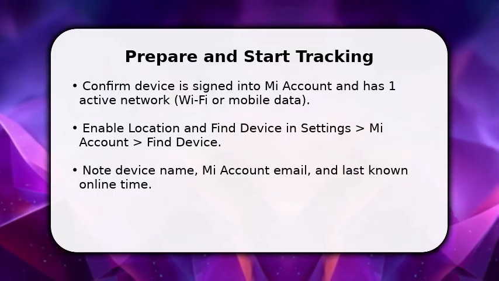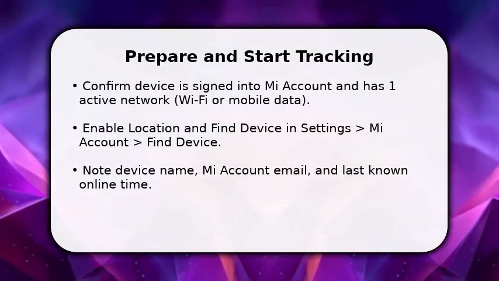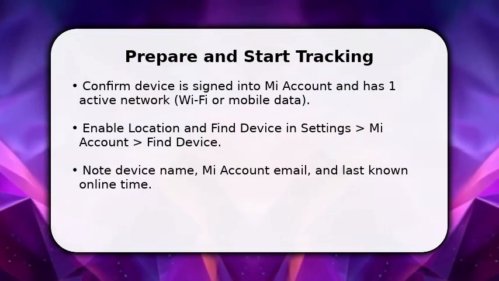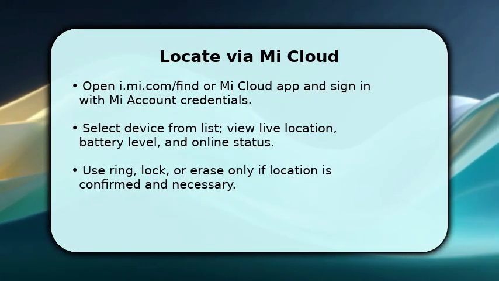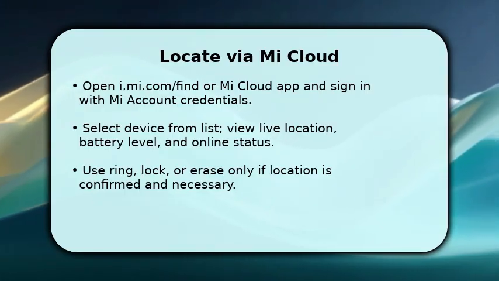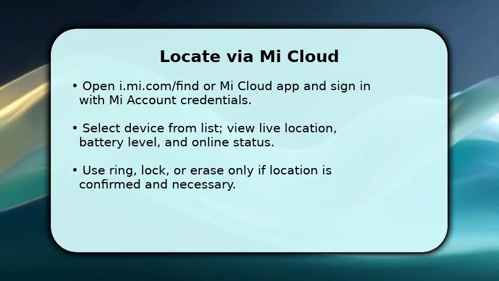Sign into My Cloud at my.com/find or use the My Cloud app on another Xiaomi device. Use the same My account. Once signed in, select the missing device from the list to request its location.